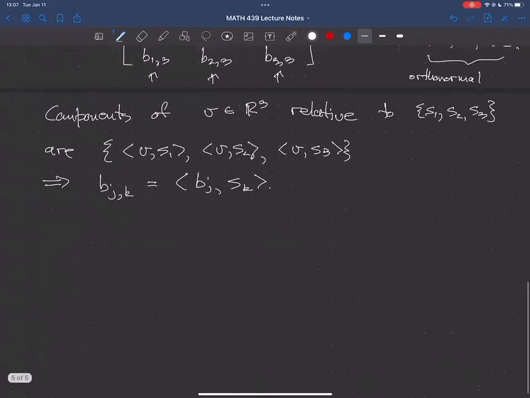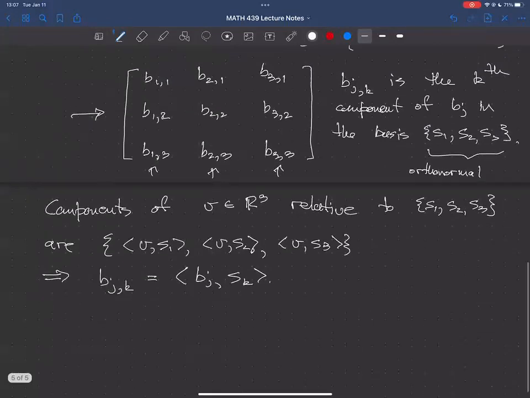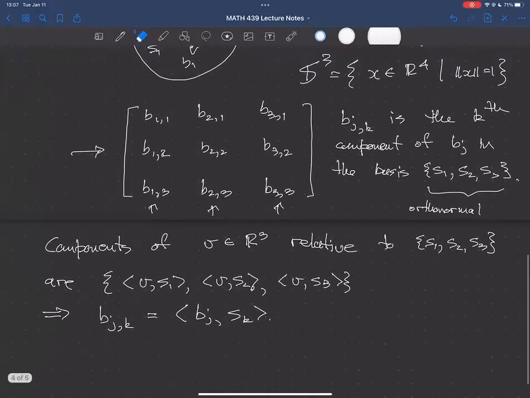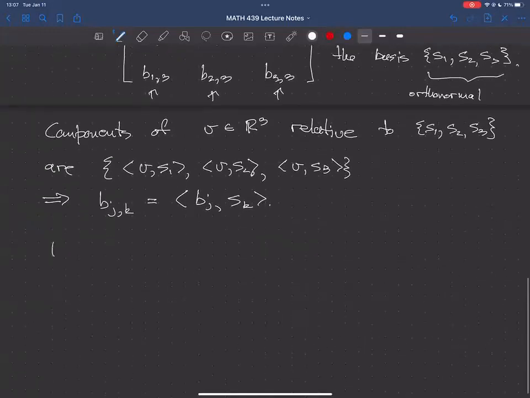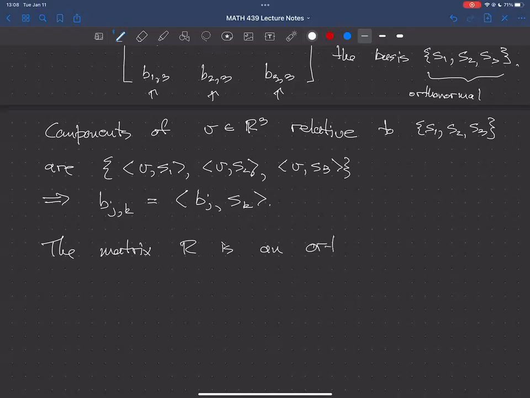So let me call this matrix here R, big R for rotation. So the matrix R is an orthogonal matrix.